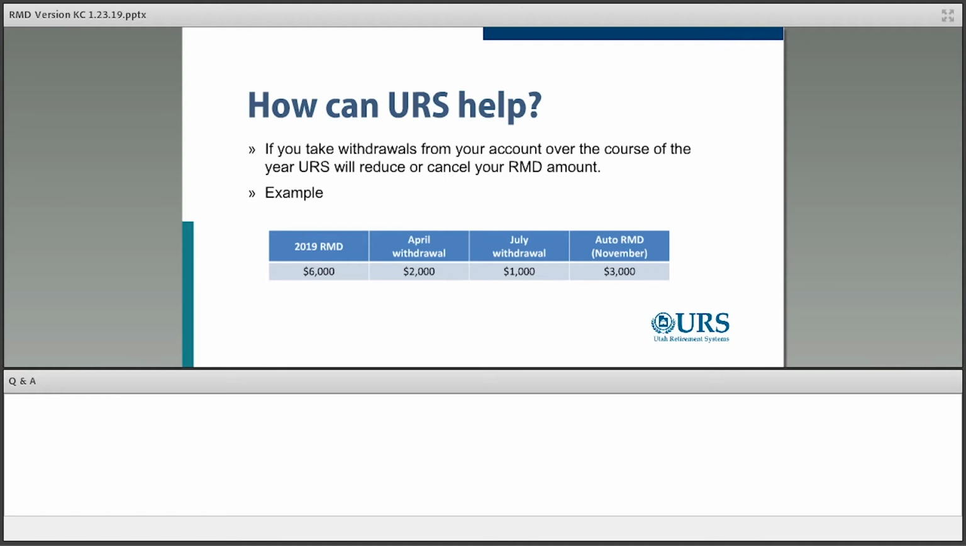I know that's sometimes a concern for people. What about if they take some money out earlier in the year? Is that going to be taken into account? We will factor that in when we send out that required minimum distribution at the end of the year. And of course, if you took out $7,000 all at once in April, that would have met your minimum distribution and in fact exceeded it. And so then we wouldn't end up sending you any distribution at the end of the year.